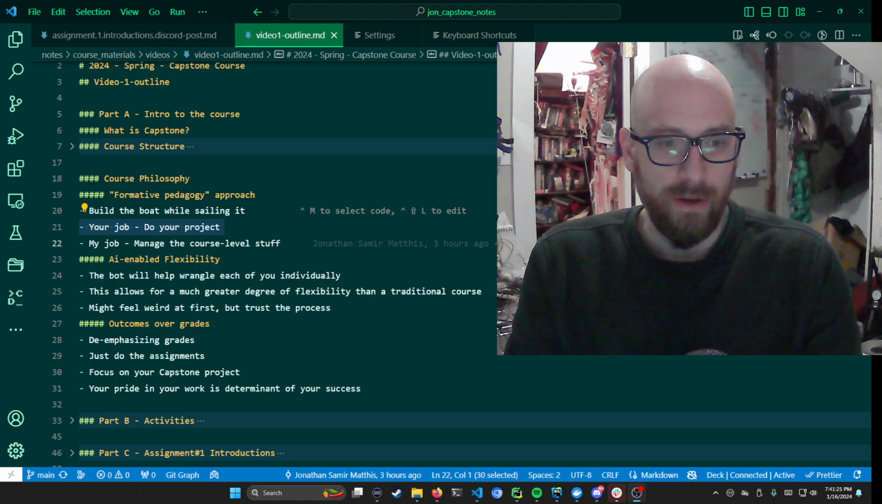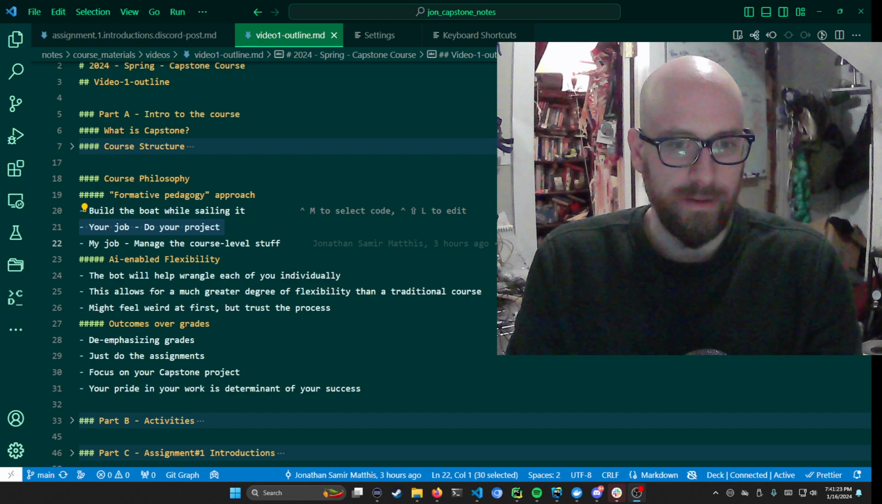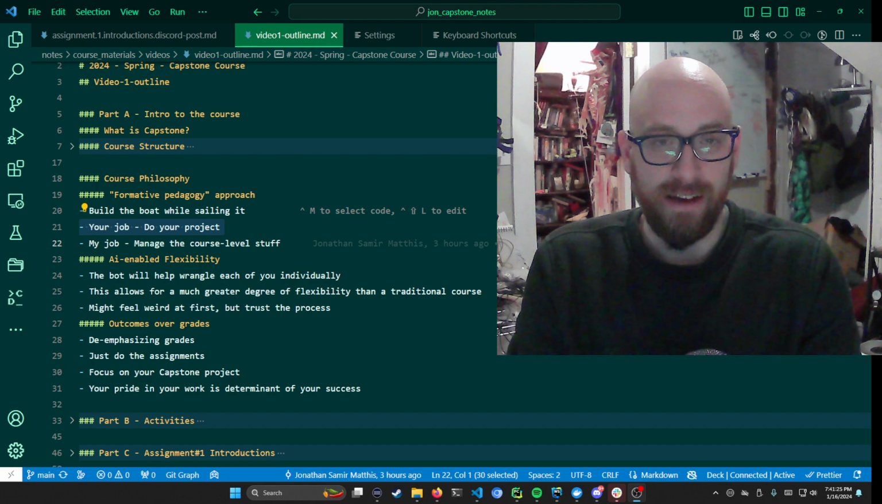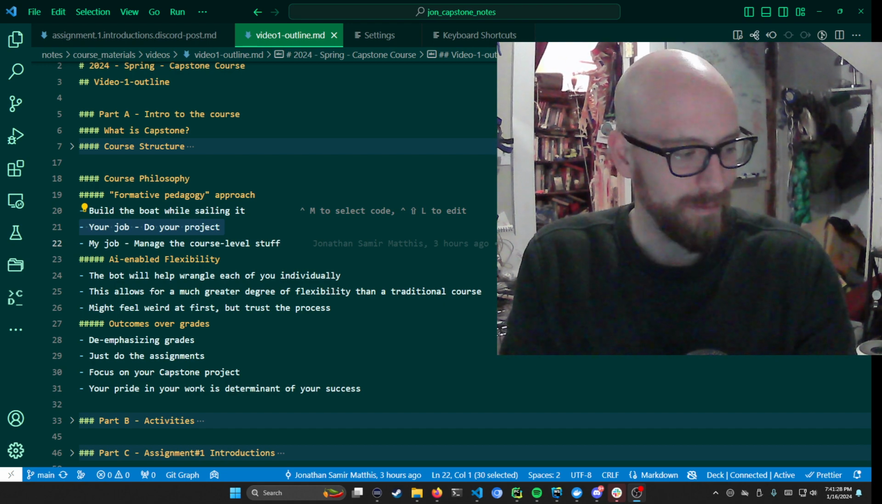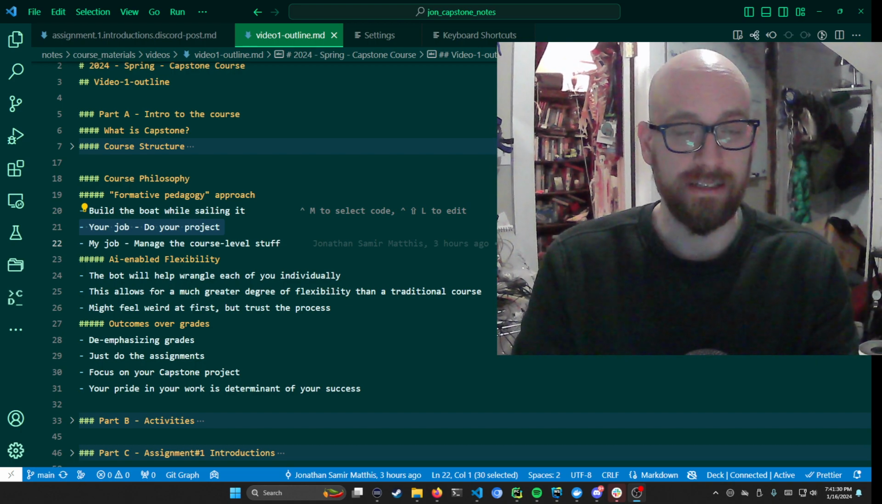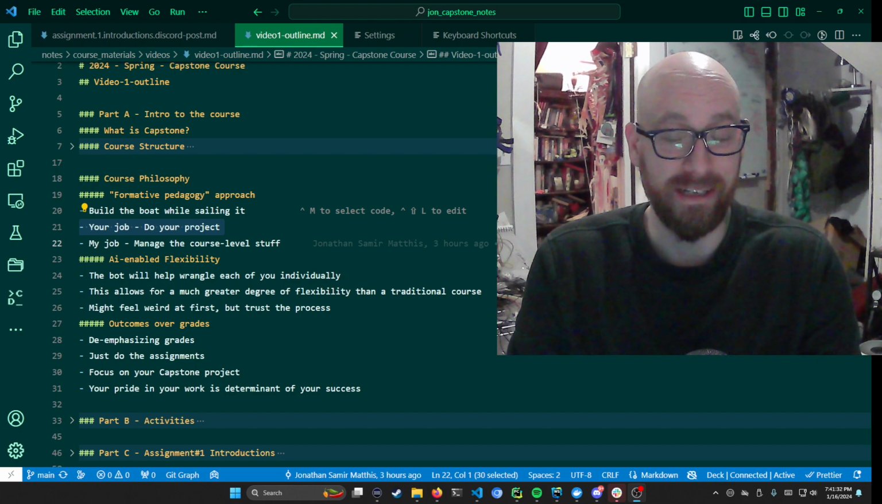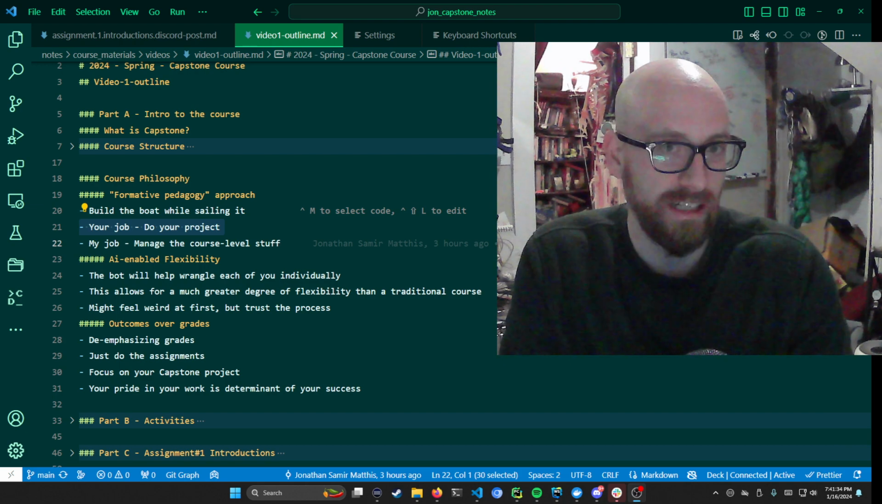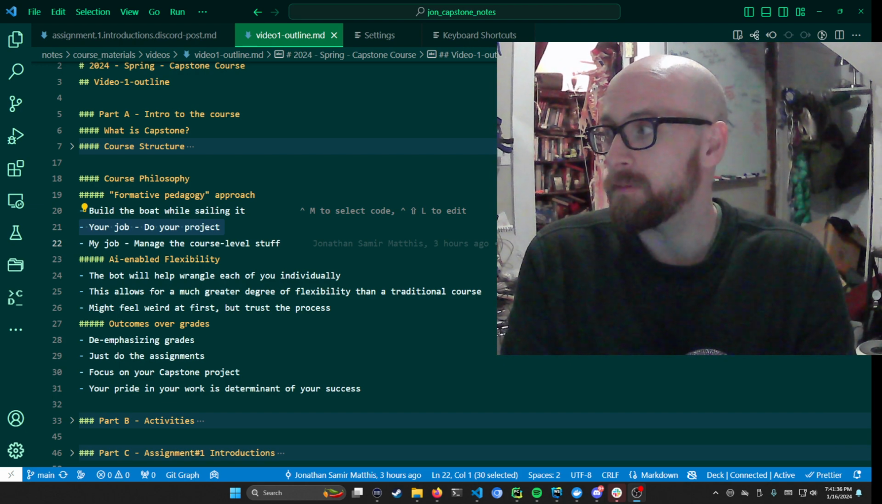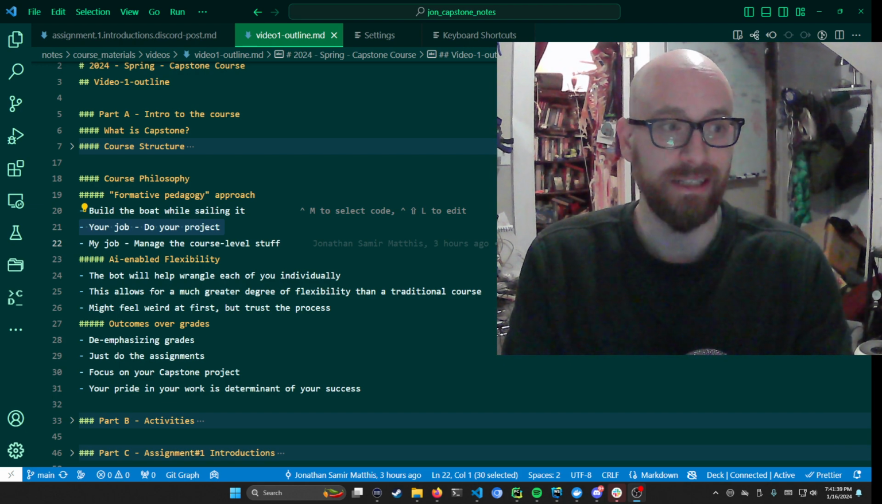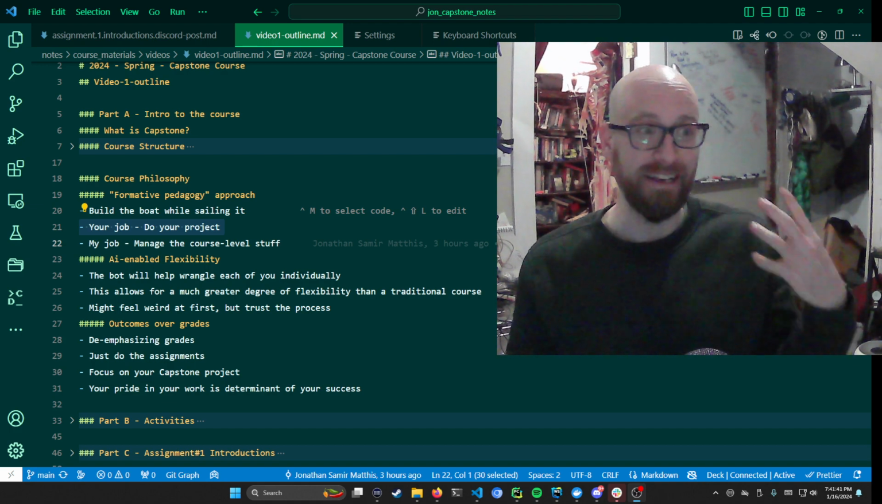So it might feel a little strange to have this much flexibility and this much freedom, especially in the context of an undergraduate education where you're often told very explicitly what you're supposed to do and what the expectations are. But trust the process. This is where you kind of have to trust me that I do have a plan.